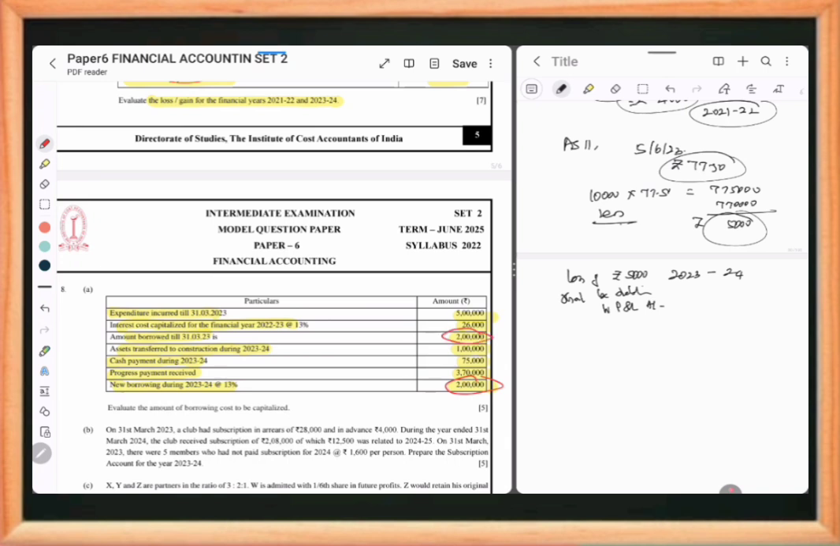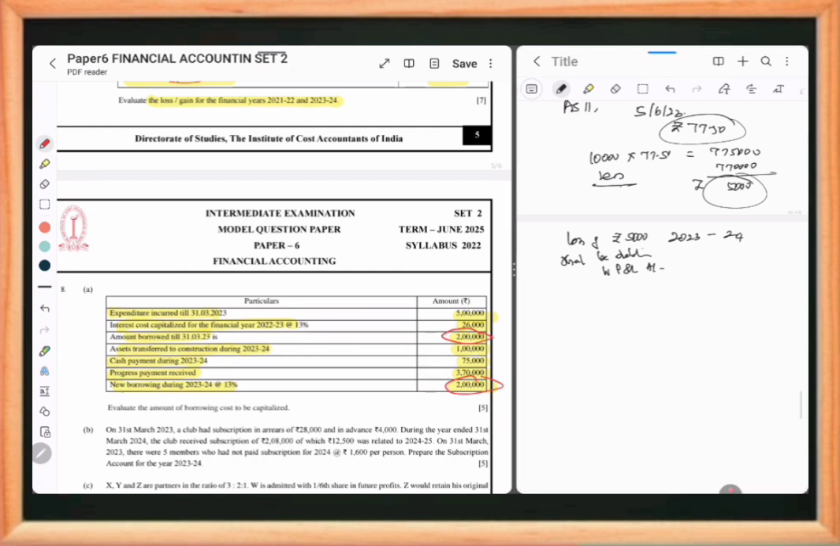So total borrowings how much? 4 lakhs. What is the rate of interest for that? Interest rate is 13%. So here we will see one by one. The amount of borrowing cost to be capitalized. How much is to be capitalized? We will see. It is also an easy question.